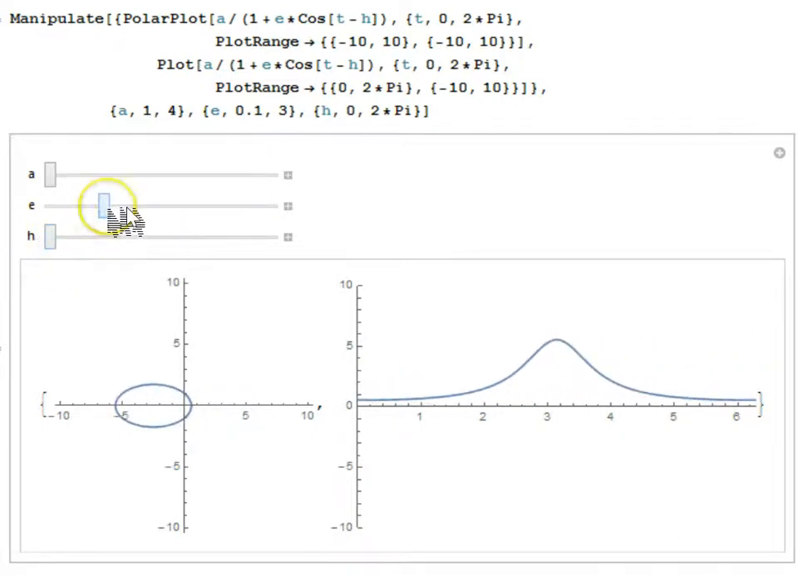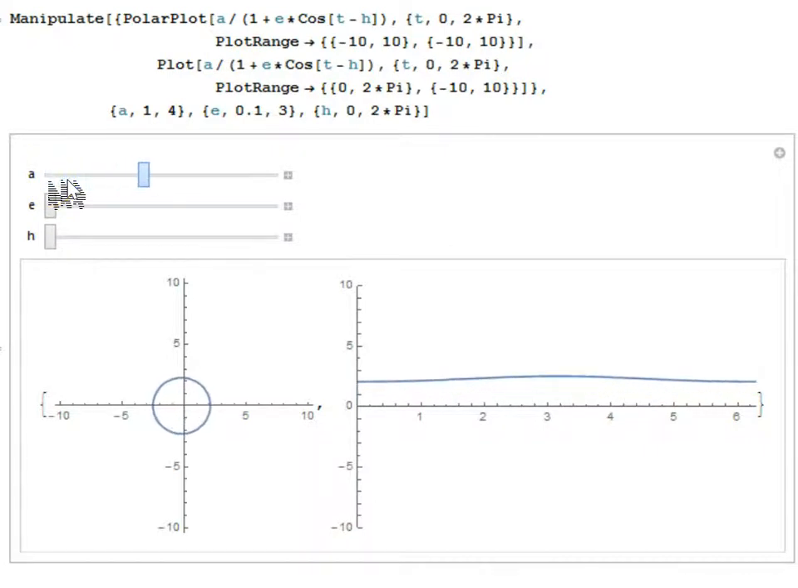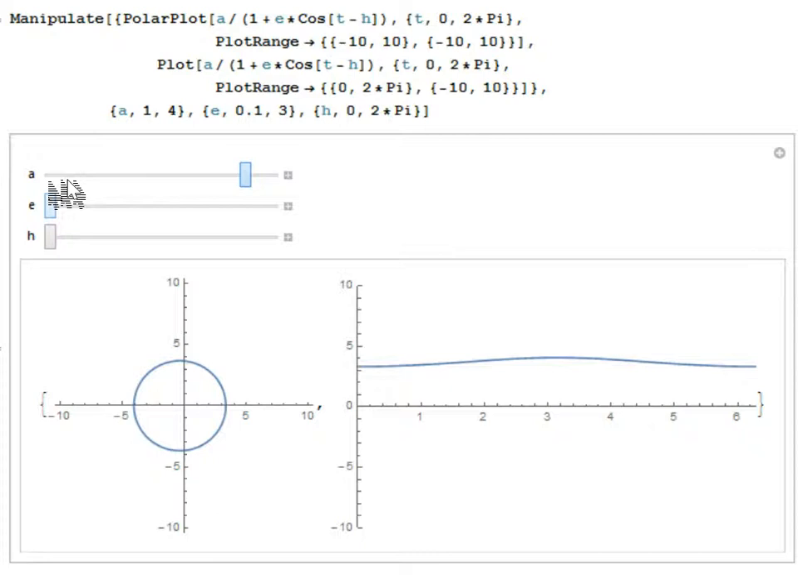Now, e is the eccentricity. E is changing from something with an eccentricity close to 0, which looks a lot like a circle. And you can see that over here, the radius is essentially constant. And I can change that by changing a. A is just a scale factor here. It'll just scale everything up to be a little bigger. This looks very much like a circle. Hard to tell that it's not actually a circle. My eccentricity, I'm only allowing it to get down to 0.1.